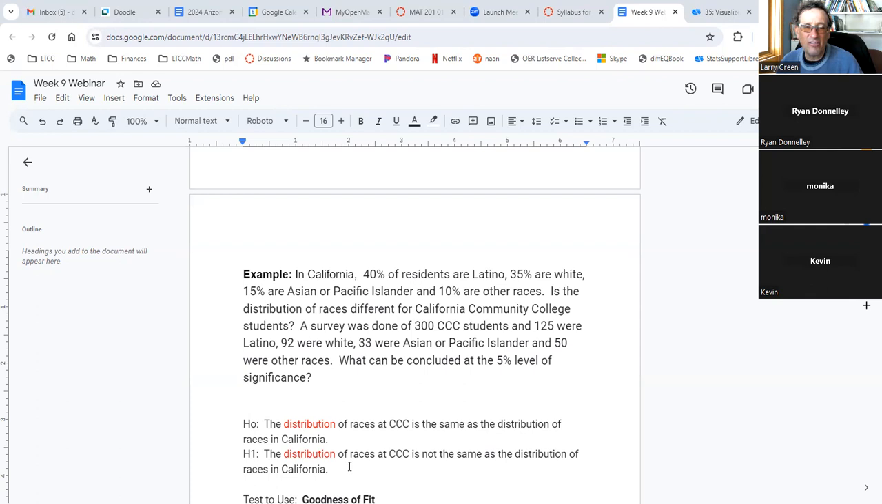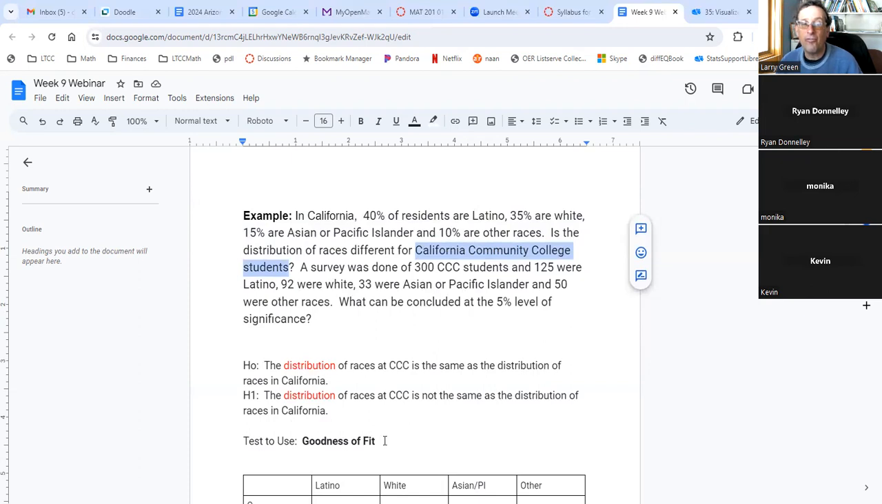Okay, now it turns out what we're looking at is we have a known distribution, and that's California as a state. Okay, distribution of races in California. We know the population distribution. And we have an unknown distribution, and that's California community college students. Okay, that's the unknown distribution. We only have a sample for that. When you have a known distribution and you have a sample, and you want to find out if the sample's distribution is the same as the known distribution, the test we're going to use is goodness of fit.